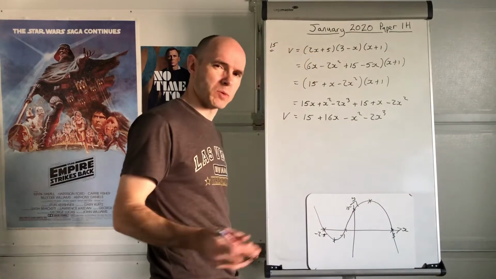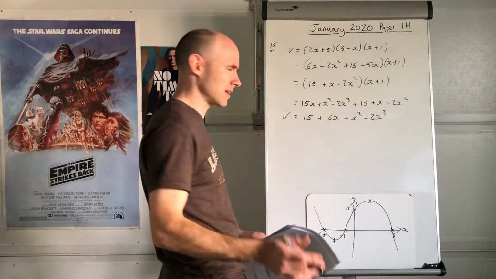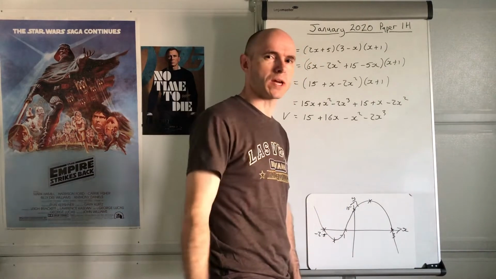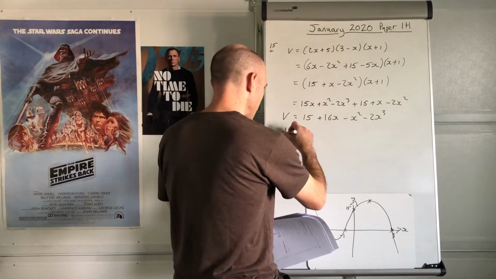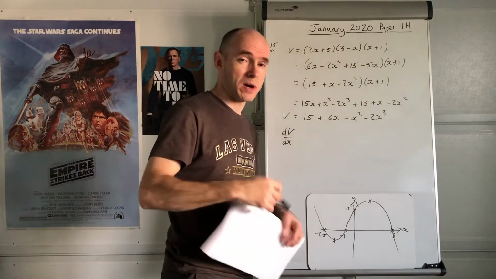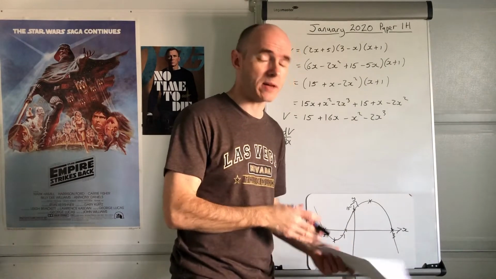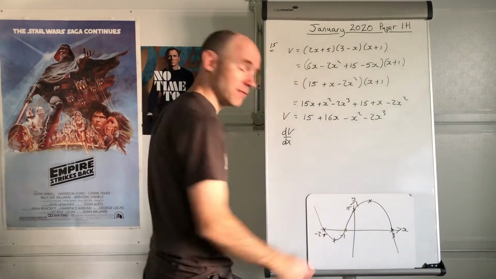How many of you wrote dy dx? Be honest. That's fine. In A level, you will not get away with it. Do not write dy dx. You've got V equals, so it's dV dx. Do you remember what dy dx stands for? Dy dx means the rate of change of y with respect to x. When it's y and x, that's fine.